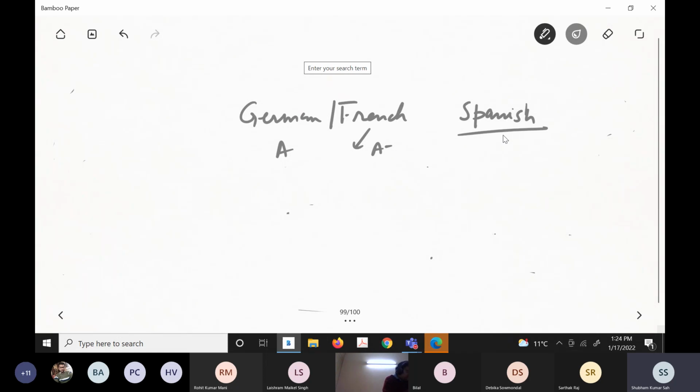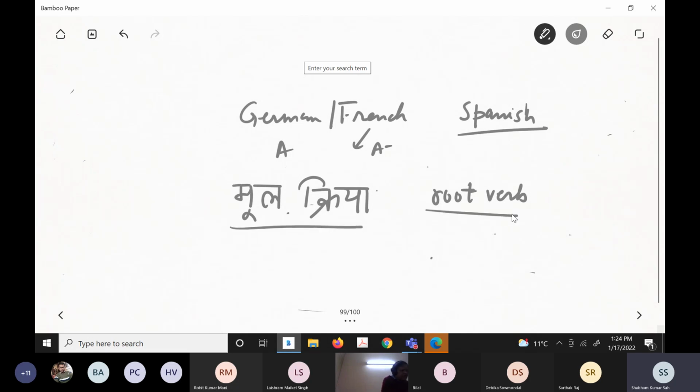So let me tell you that in Hindi you will find it, because Hindi is a daughter of Sanskrit. What you write, I'm writing the English, Mool Kriya. In English, they call it root verb. Root verb means the verb has got a form, and from that you get a different form depending on the sentence. Like, be is the root verb. From that you get different forms depending on the tense.